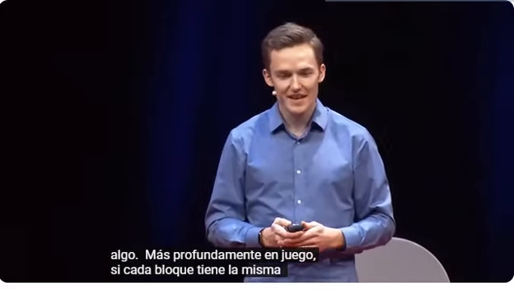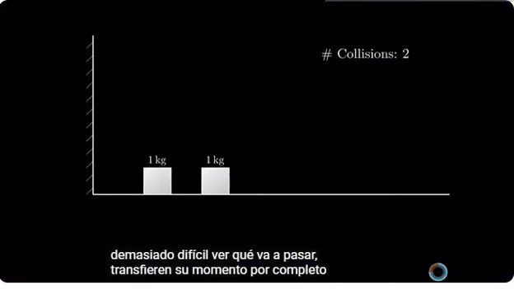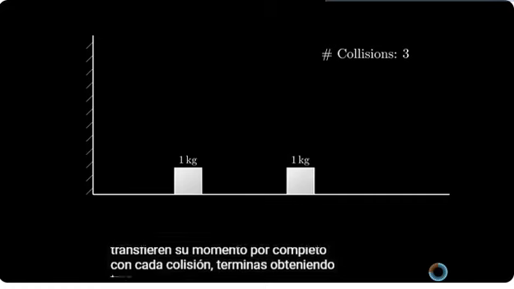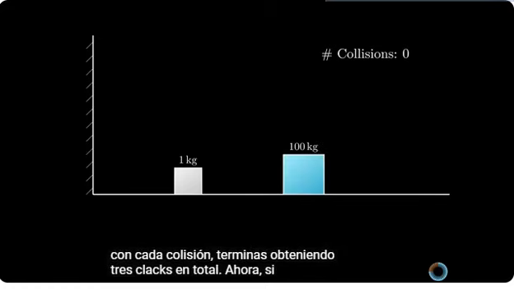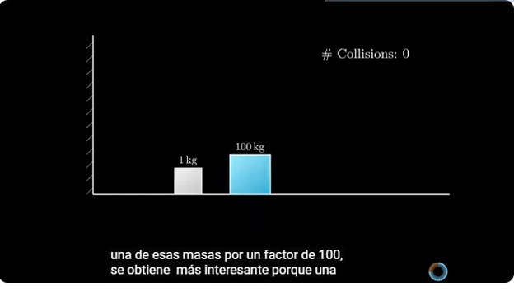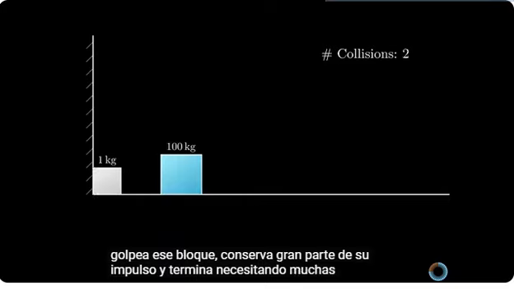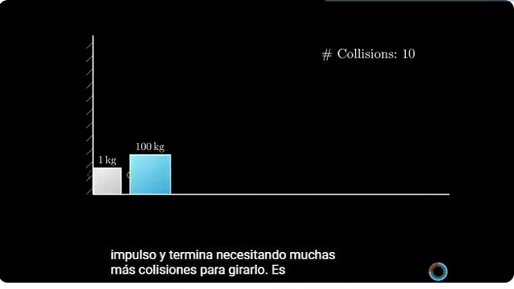Now, if we increase one of those masses by a factor of 100, it gets more interesting, because once it hits that block, it retains a lot of its momentum, and it ends up taking a lot more collisions to turn it around. It is a legitimately hard problem, I'll tell you that. It's a hard problem to figure out, but I'm just going to tell you the answer because of the pattern here. All in all, when the dust settles, it ends up being 31 total collisions. So we had 3 and then 31.